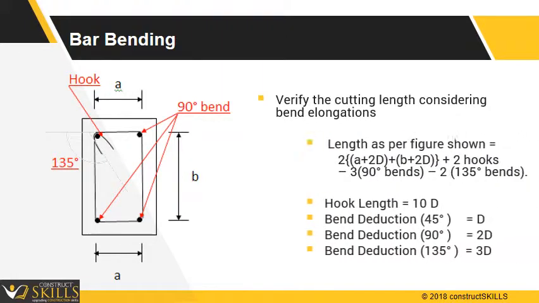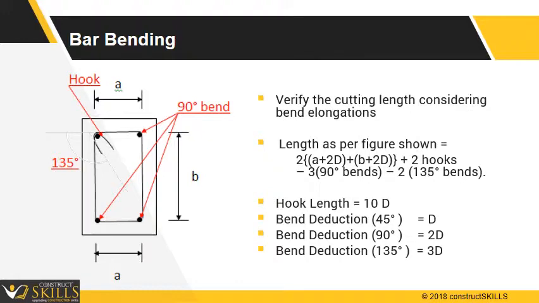The equation to find the cutting length of a bending bar is 2 times A plus 2 times diameter of stirrup bar, plus B plus 2 times diameter of stirrup bar, plus 2 numbers of hooks, minus 3 numbers of 90 degree bends, minus 2 numbers of 135 degree bends.